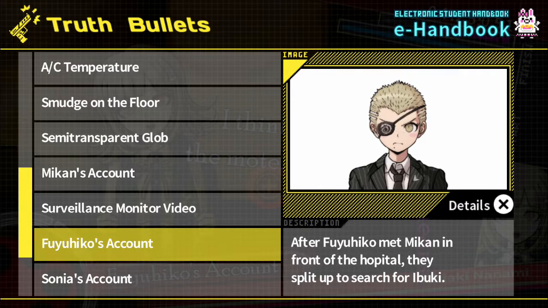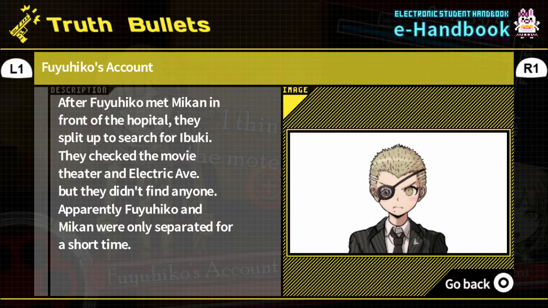Fuyuhiko's accounts. After Fuyuhiko met Mikan in front of the hospital, they split up to search for Ibuki. They checked the movie theater and Electric Avenue, but they didn't find anyone apparently. Fuyuhiko and Mikan were only separated for a short time.